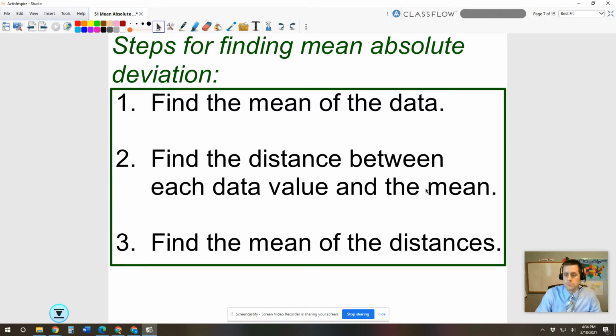Essentially, we are subtracting every data point in our set from the mean. You may want to make note of this: those differences are called deviations. Once we have all our deviations, we're going to find the mean of those distances. We're going to take all of those deviations, add them together, and divide by how many of them there were. That value will give us the mean absolute deviation, the average distance of each data point from the mean.